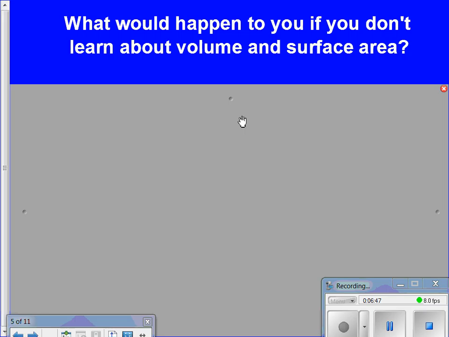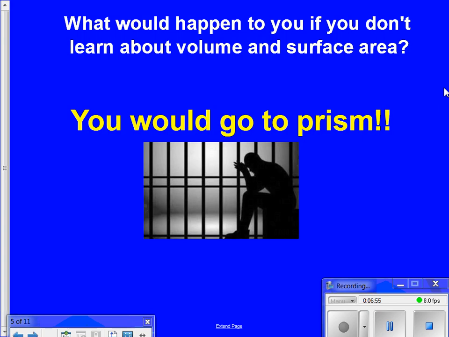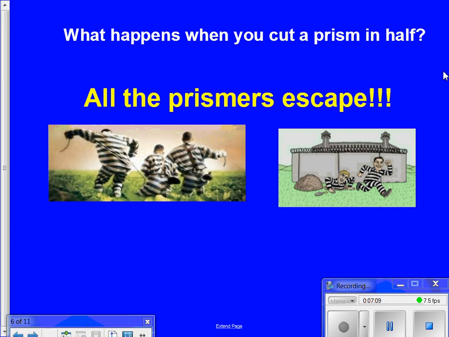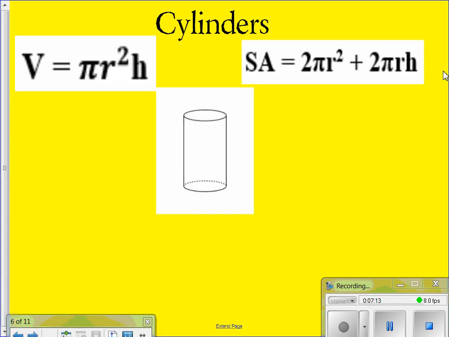So you might be wondering, why do I need to know this? Question is, what would happen if you don't learn about volume and surface area? You want to know? You'd go to Prism. It's like jail, prison. Yeah, it's pretty good. So another question, being more serious this time. What about if you cut the prism in half? What's going to happen? All the prisoners escape. Oh, God, that's good. That's a good pun. All right. Anyways, moving on.